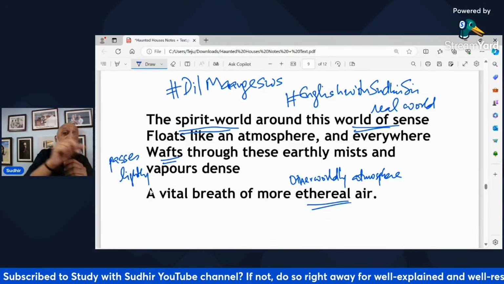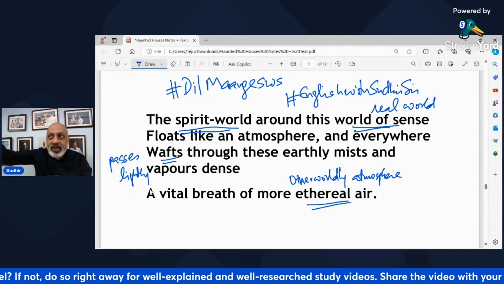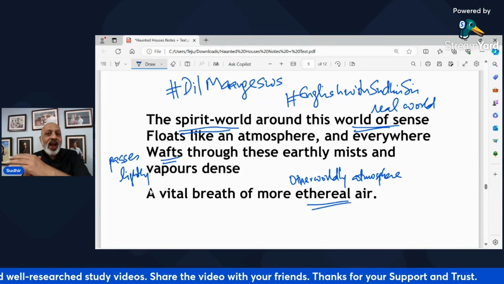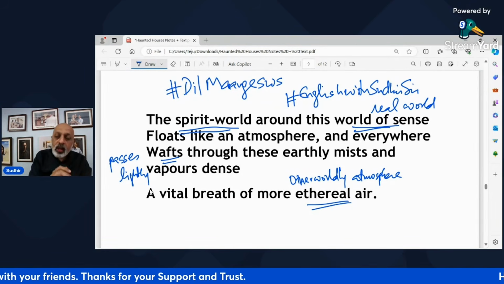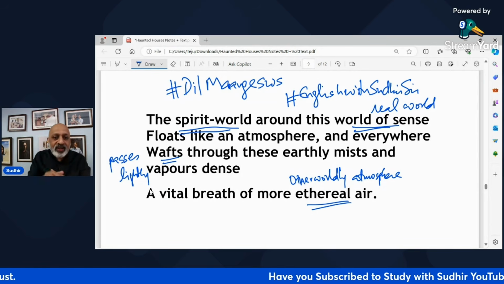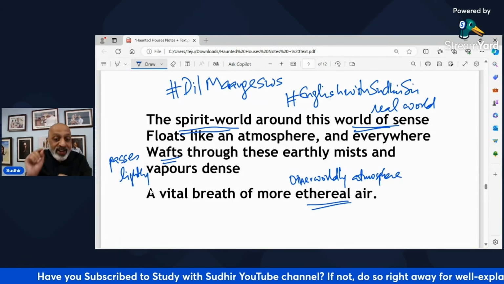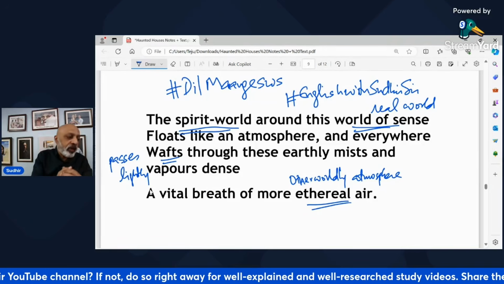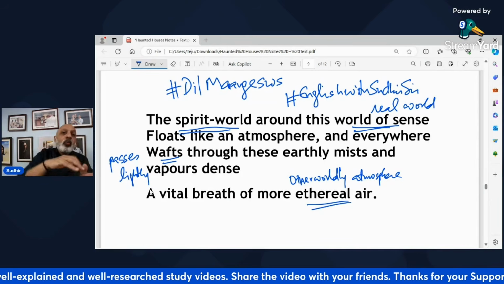It represents the space of the dead people, your ancestors most likely. So that is slightly intangible. It's a little vague, a little abstract kind of a world. So the spirit world floats like an atmosphere around the earth. It is invisible, but at the same time, it floats like an atmosphere everywhere. It passes lightly through those earthly mists and vapors thence, but it is absolutely essential, a vital breath of more ethereal air. So it is absolutely essential for life to flourish on earth. So the spirit world is unseen, but it permeates through the physical world in many senses.